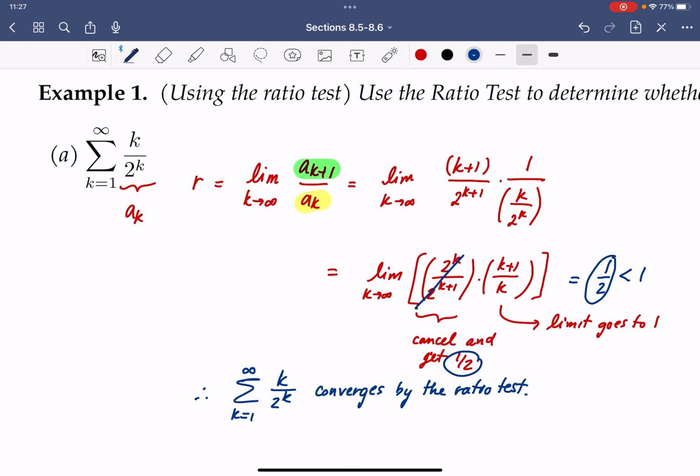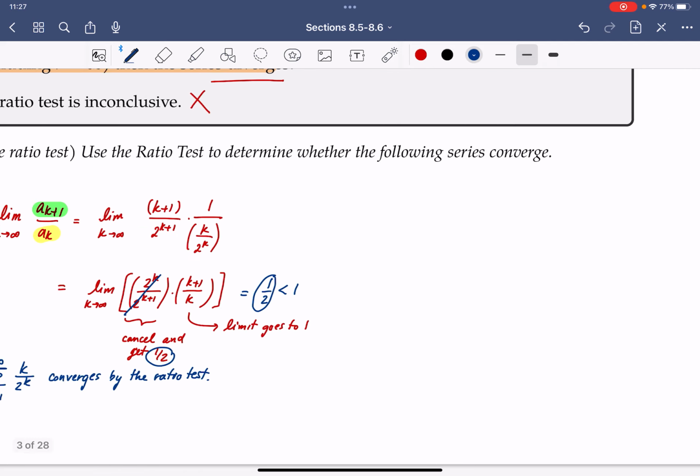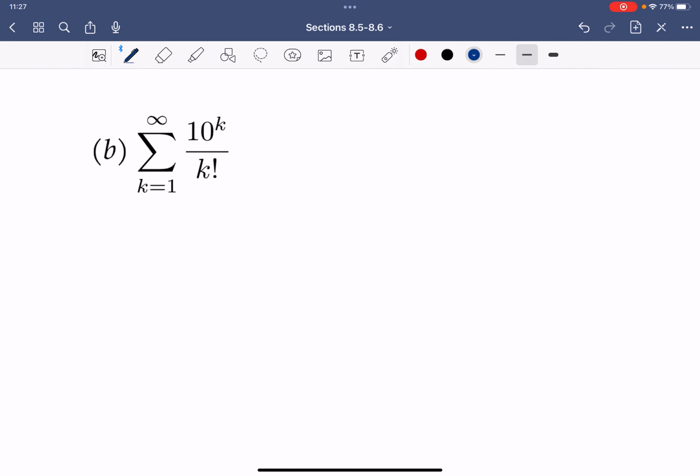Okay. All right, good. Well, we're gonna move from the easy one ratio test to the medium one. How about 10 to the k over k factorial, k start from 1 to infinity? This is your a_k. So you're gonna use the ratio test.